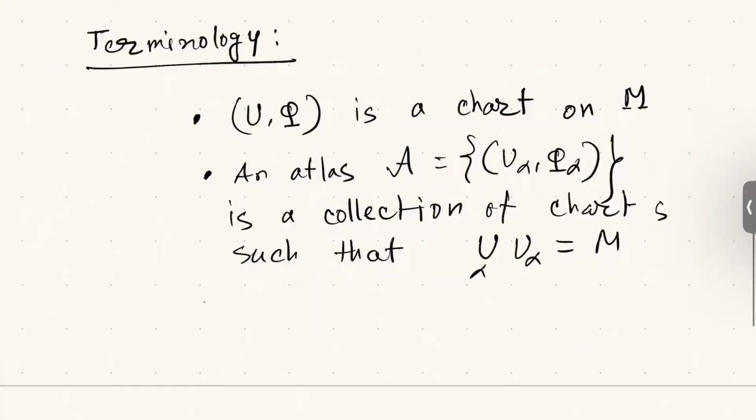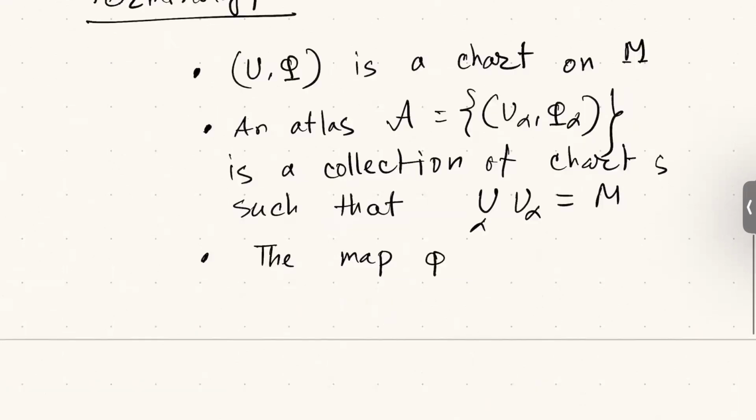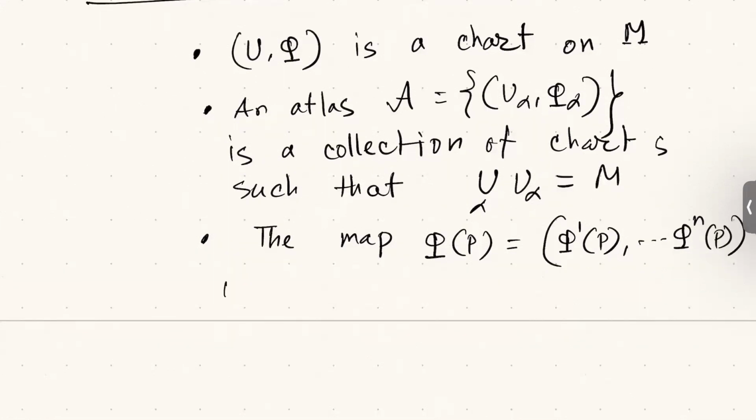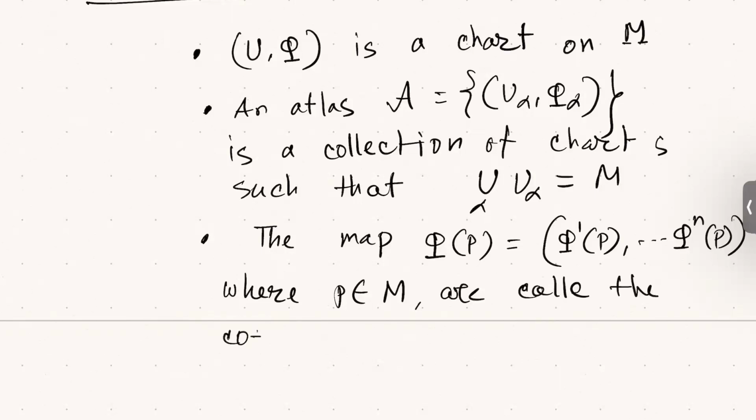And finally, the map phi of p is equal to phi 1 of p up to phi n of p, where p belongs to M, are called the coordinate maps.